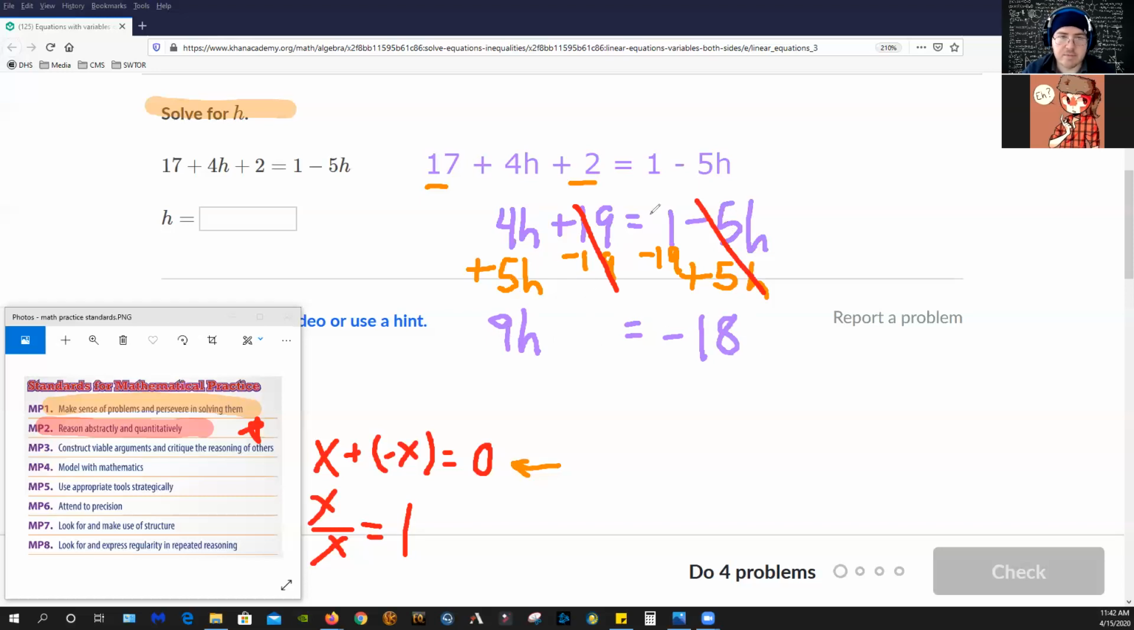So here's what we're left with: 9H equals negative 18. So again, your intuition has to kick in and figure out, how do I get H by itself? Well, the opposite of multiplying by 9 is dividing by 9. So I'm going to do that to both sides. And the whole reason I did that is this abstract rule, because anything divided by itself is equal to 1. So 9 divided by 9 is equal to 1. Therefore, I'll end up with 1H. And negative 18 divided by 9 is negative 2.